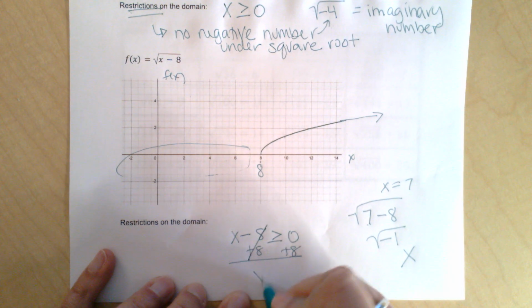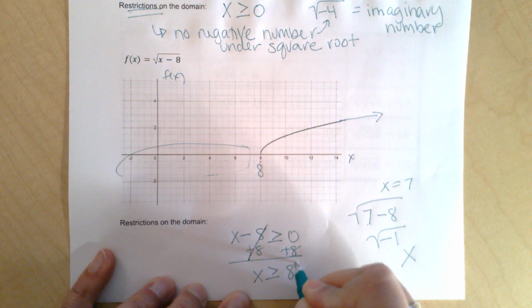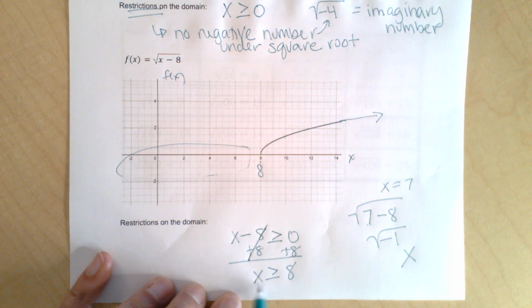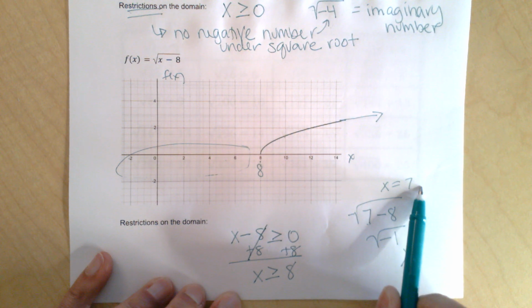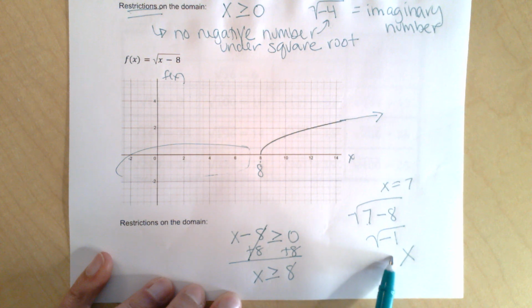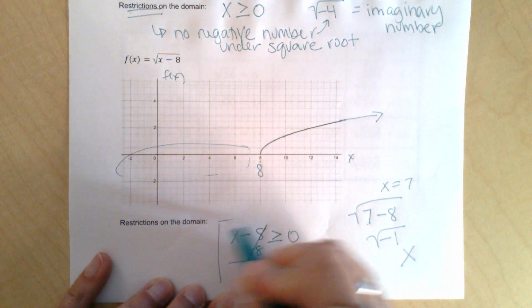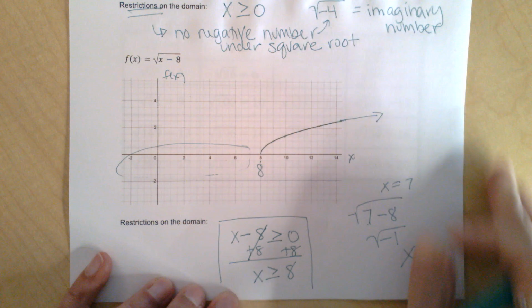So now let's just go through and solve. Plus 8, so x is greater than or equal to 8. So we cannot have any numbers less than 8. Because we saw here, if we put in a number which is less than 8, so if we put in 7, we get imaginary and we can't have that. So that's how you find the restriction on the domain. Let's look at just one more.